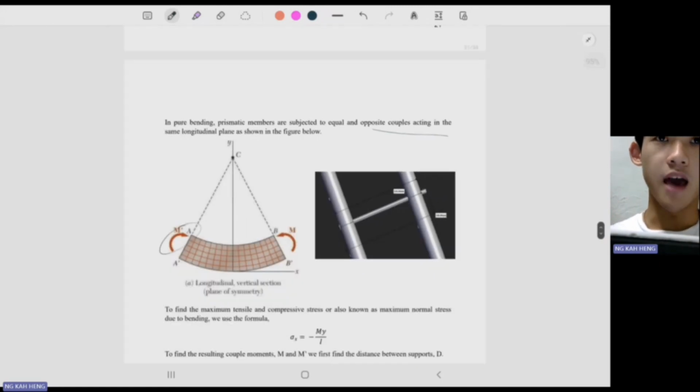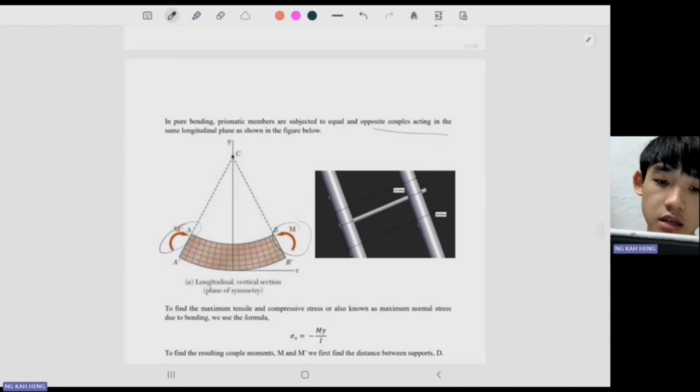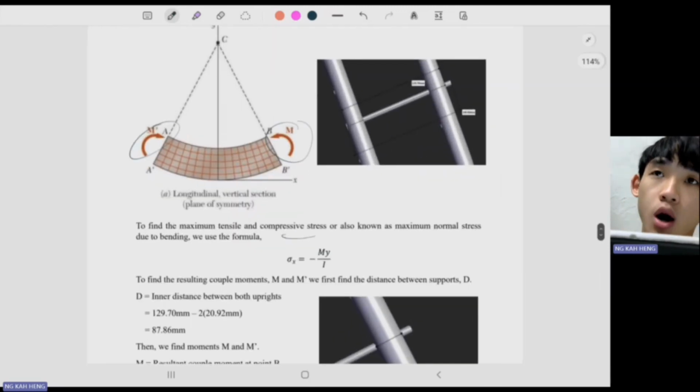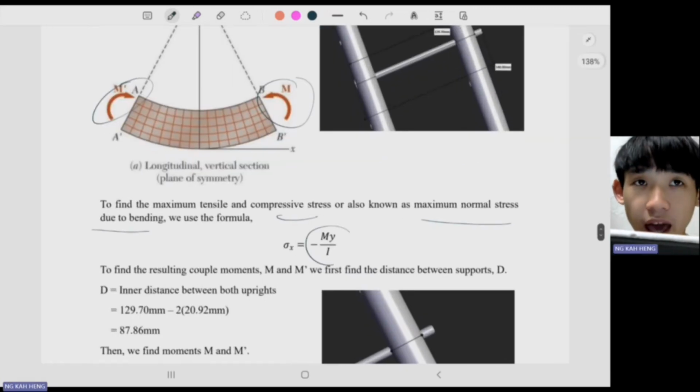So we can see the moment here, the M prime is actually the magnitude equal to the moment, but in the opposite direction. So we can use this concept to find the maximum tensile and also the compressive stress, also known as the maximum normal stress due to bending, with this formula. Negative M is the moment, Y is the distance, which we'll discuss later, and I is the moment of inertia.